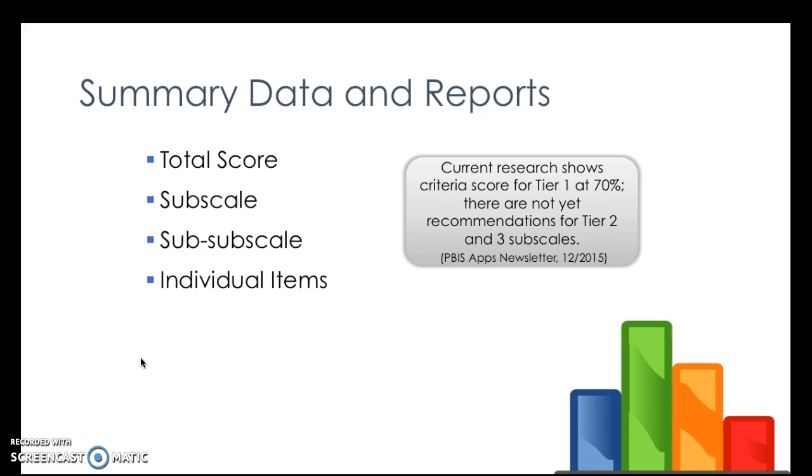So you will be able to delve down very deep into the TFI and really pull out specific items for action planning. Current research shows that the criteria score for Tier 1 is really around 70%. So that 70% marker is where teams can feel confident that they are implementing Tier 1 effectively and efficiently. There are not yet recommendations for Tier 2 and Tier 3 subscales, but that will provide teams with good information around what key pieces they are implementing and what they might want to build on for the future.